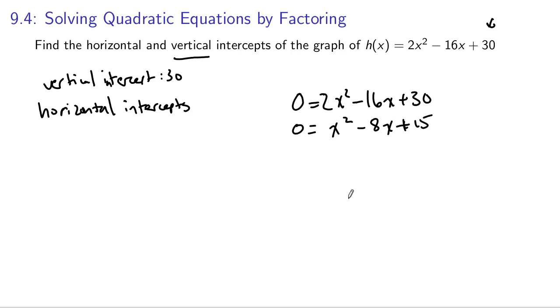Now, what two things multiply to 15 and add to 8? 5 and 3. So negative 5 and negative 3 give us negative 8 and positive 15. So 0 is x minus 3, x minus 5. And that tells us that our horizontal intercepts are 3 and 5, because the zeros, remember, 3 minus 3 is 0.